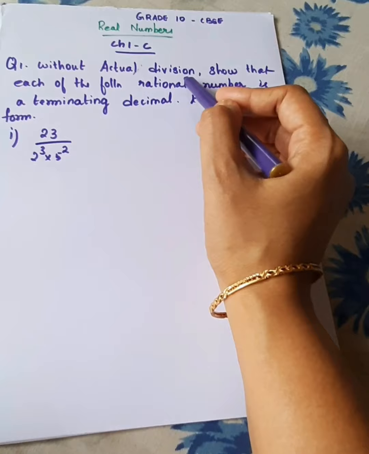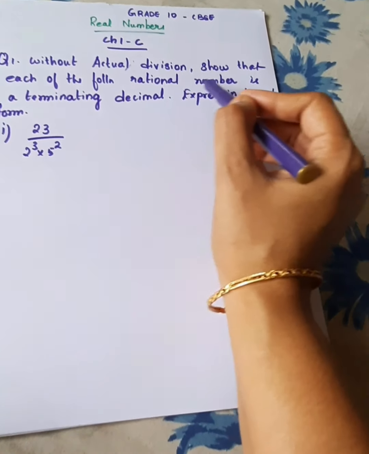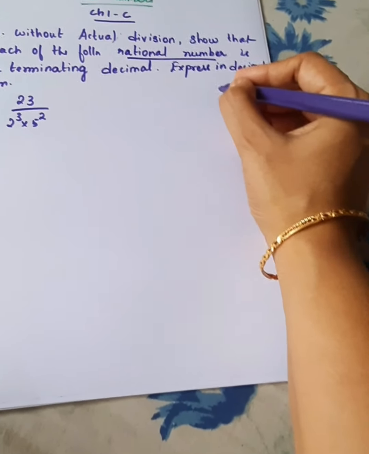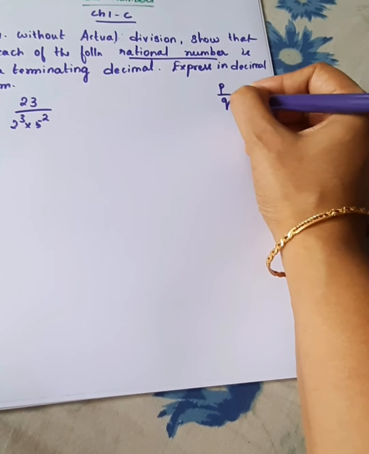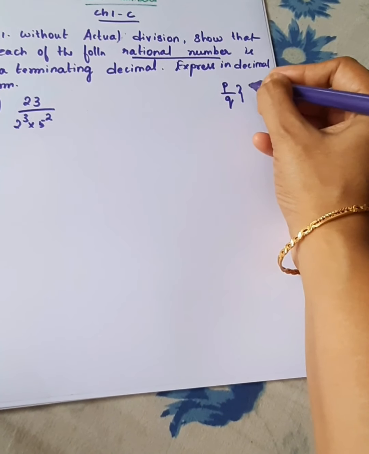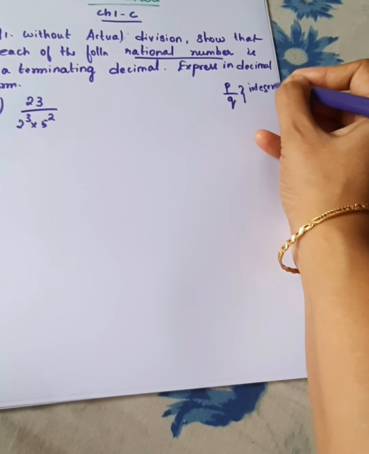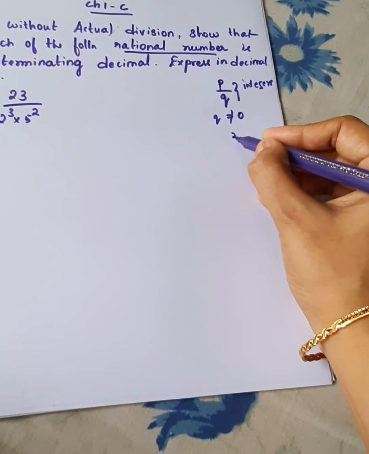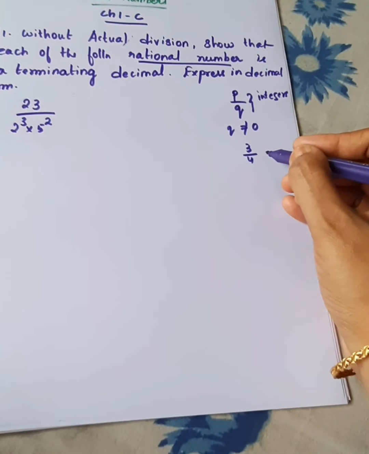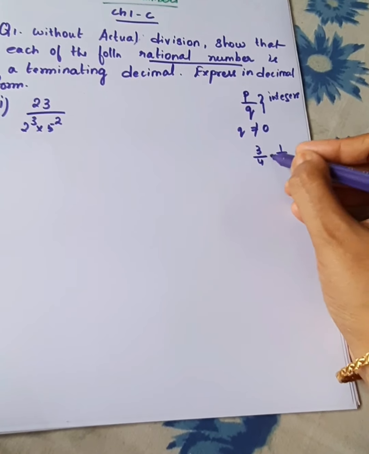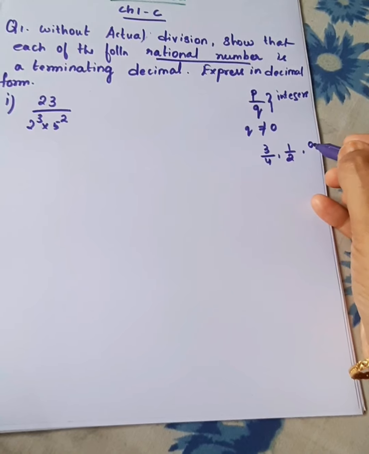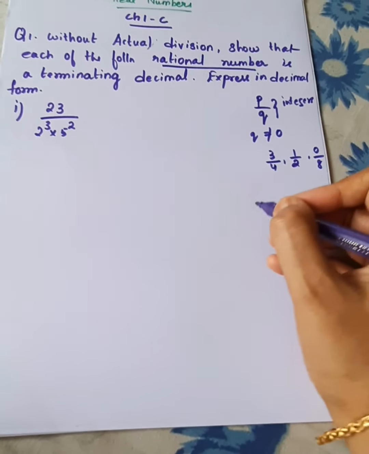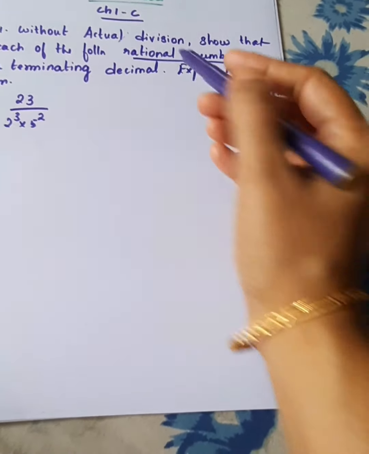Question 1. Show that each of the following rational numbers is a terminating decimal. So what is a rational number? P by Q, let's assume, where P and Q both are integers, but Q is not equal to 0. Whichever satisfies this condition, they all are rational numbers. It can be even minus 1 by 2. As we mentioned, it's integers and also 0. So 0 by anything is again 0. So 0 is also a rational number.